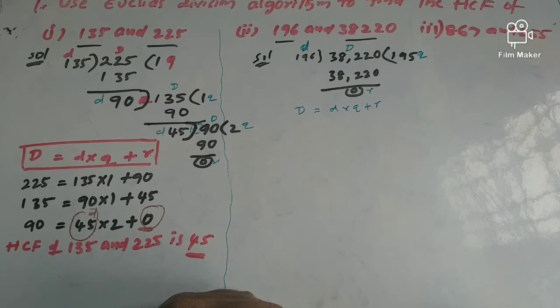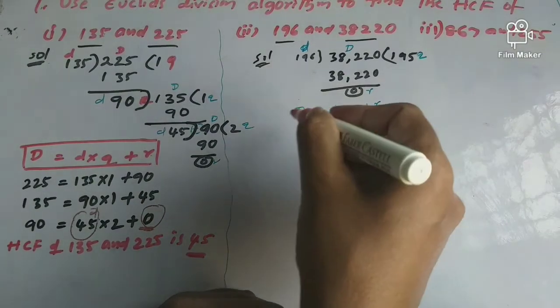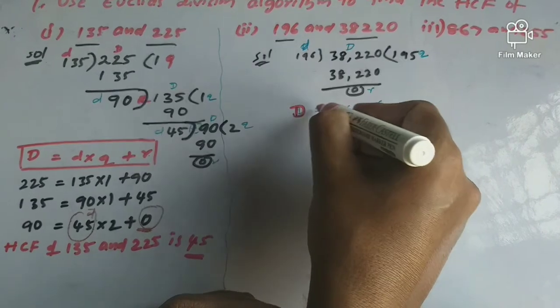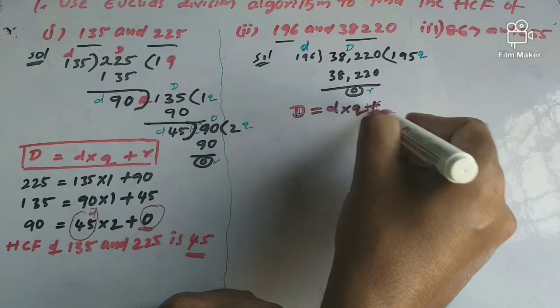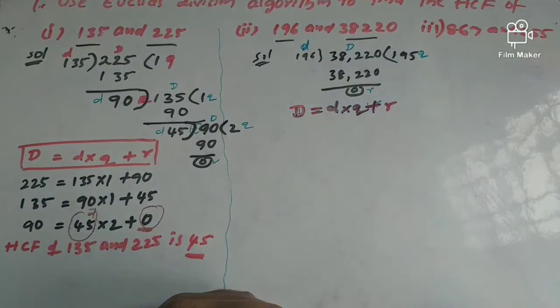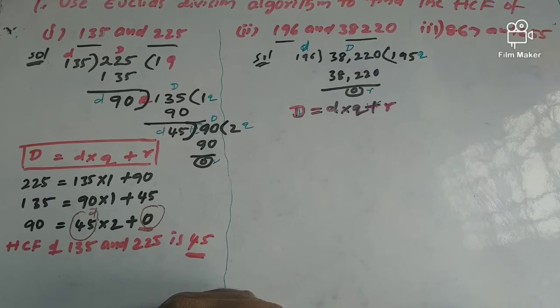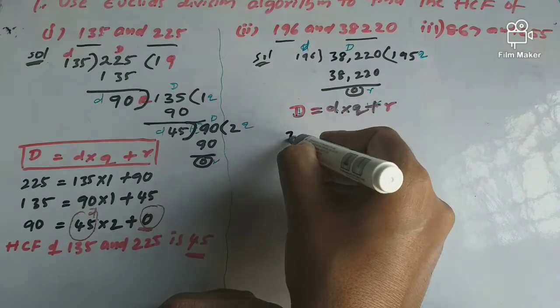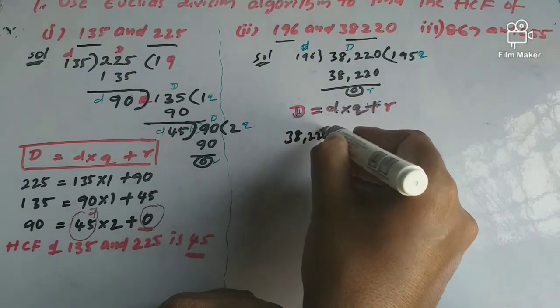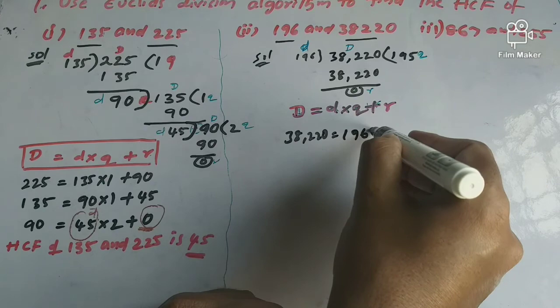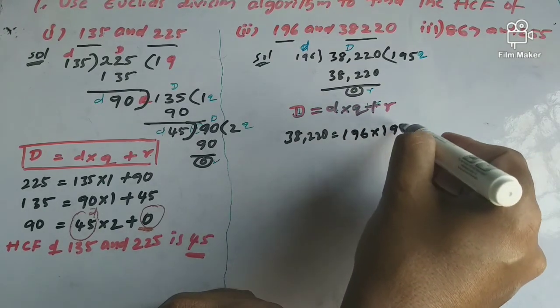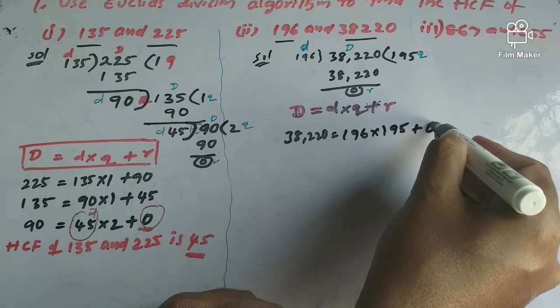Now in this case, dividend is equal to divisor into quotient plus remainder. Clear? So the dividend is 38,220. That is equal to the divisor 196 into 195, plus remainder 0.